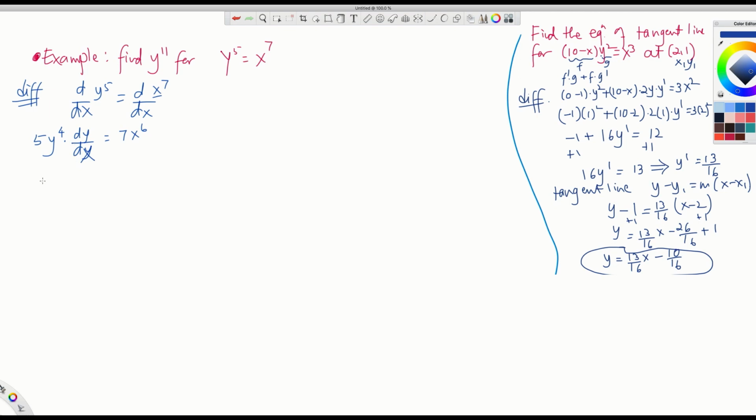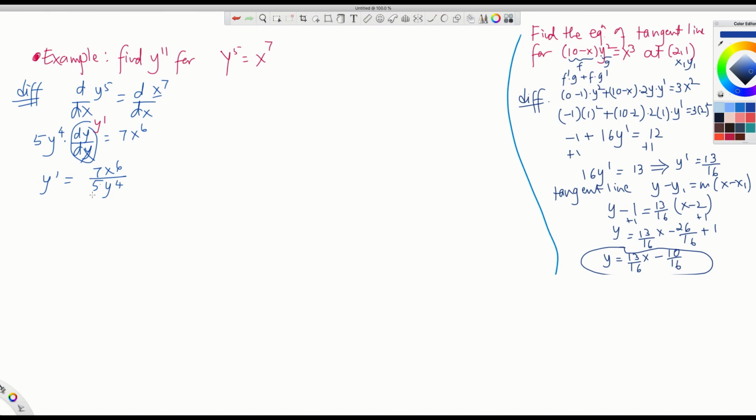So what you get there is dy over dx. You can write y prime, okay? This is exactly the same as y prime. So let me write it as y prime, that's fine. y prime equals 7x to the 6 over 5y to the 4. You see that?